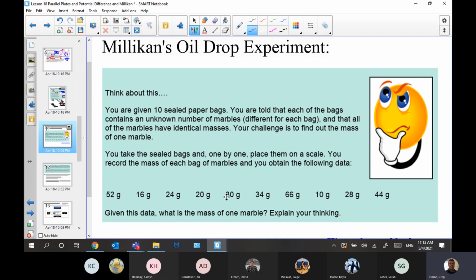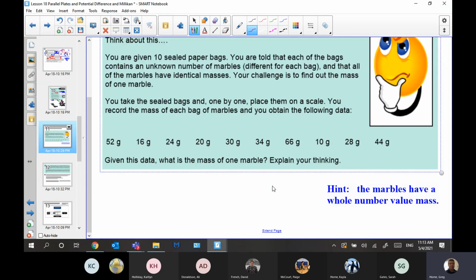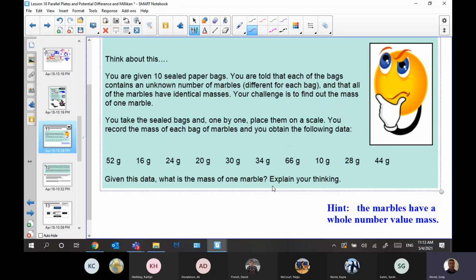So you look at the smallest value here, and it's possible that'd be one marble, but then you're like, oh, that can't be, because then all the other ones would be 10, 20, 30, 40, right? So basically there's some small number that these are all a multiple of, and that's exactly what Millikan deduced from his oil drop experiment. The marbles have a whole number mass, so what whole number could make a 16 and a 24 and a 20?